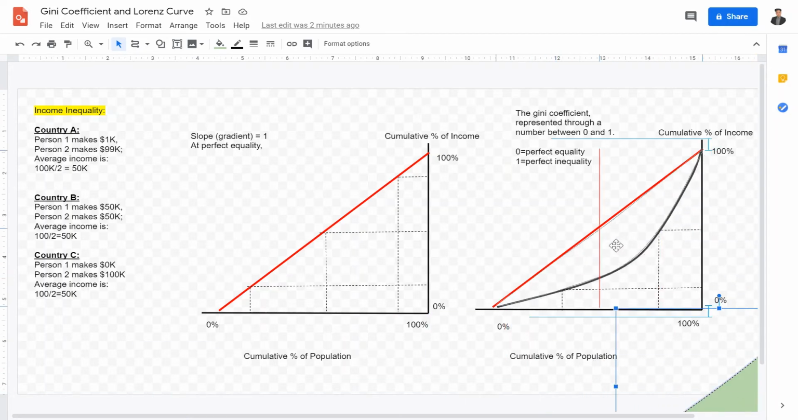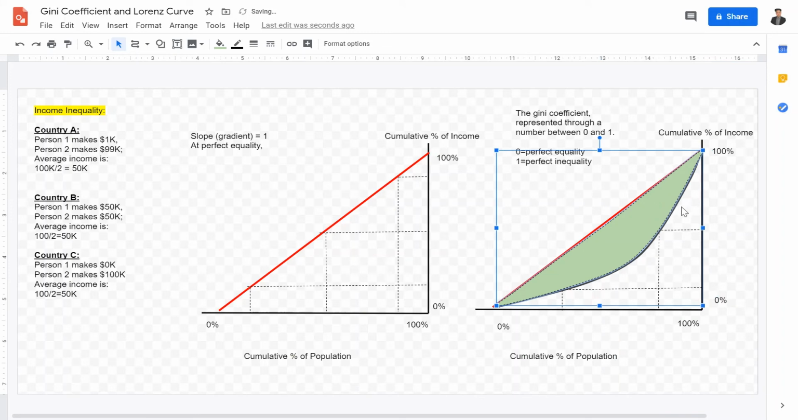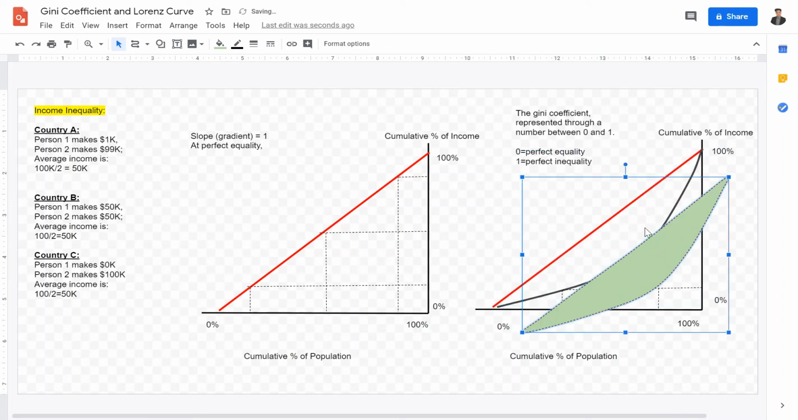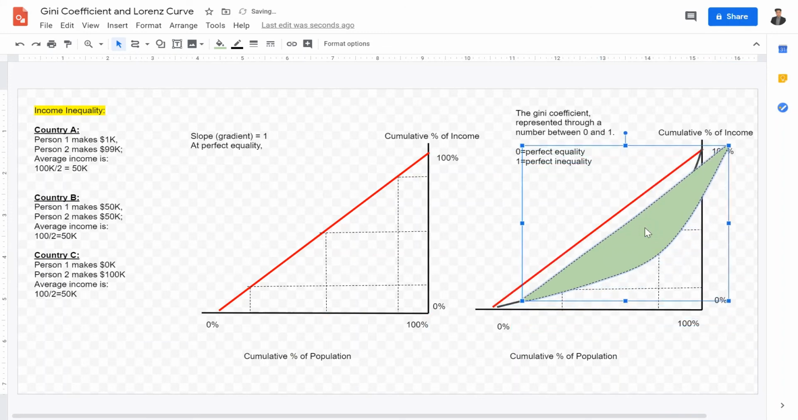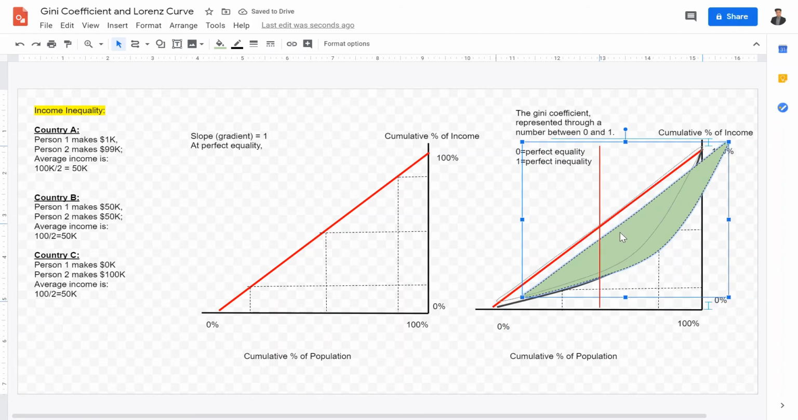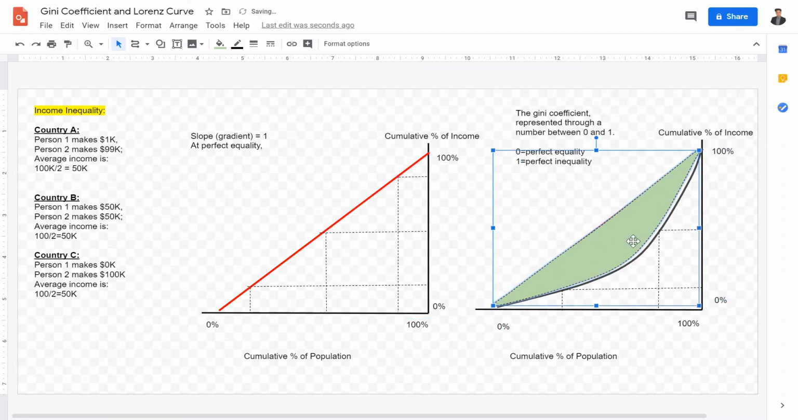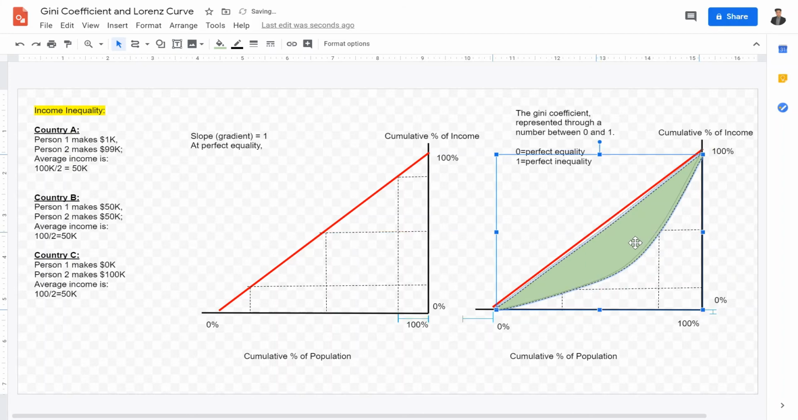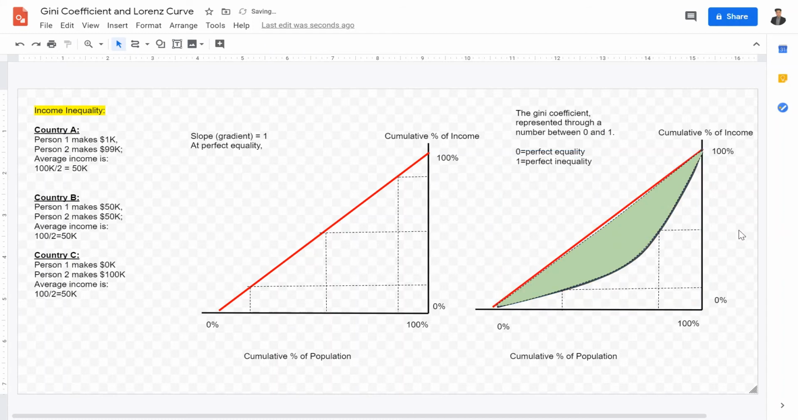Now this area between the curve and this red line is what we call the Gini coefficient. You can use calculus to calculate it, however, it is not necessary for IB Development Economics students. You just have to know that this green area, the area between the Lorenz curve, this bent curve, and the slope that is equal to 1, is what we call the Gini coefficient.